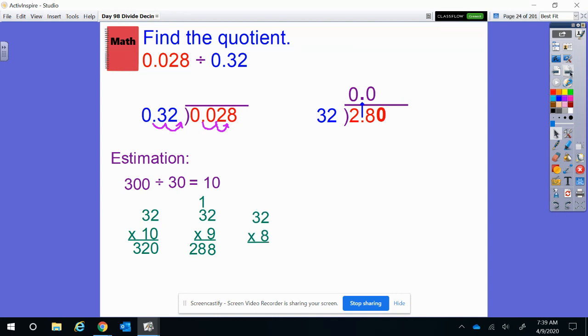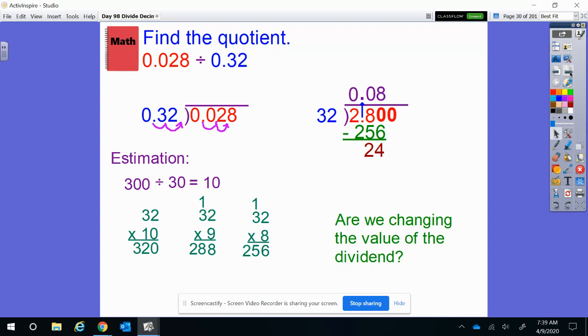So we're zoning in on it. Looks like 8 is going to do it. 8. 256, bingo, we're there. So we plug in 8 on top. 256, subtract. 24. Well, now wait a minute. Now what do we have to do? We have nothing to bring down. We have to add another 0. Are we changing the value of the dividend? Absolutely not. 2 and 800 thousandths is still equal to 2 and 8 tenths.